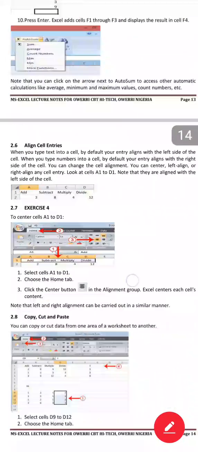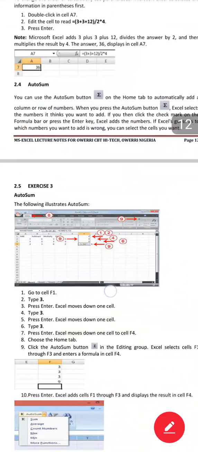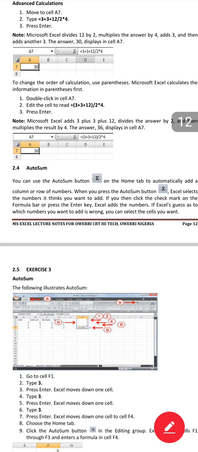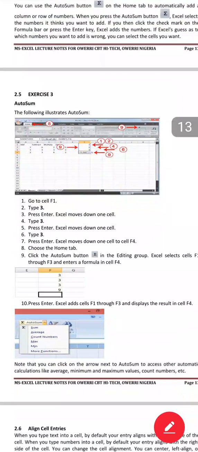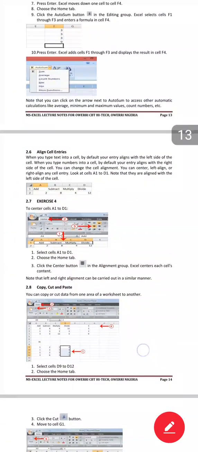You also multiply by using an asterisk sign between numbers, or if you want to divide, you use a slash between the cells, or if you want to perform subtraction, you use a minus sign between cells. So you perform all these functions and your result comes.